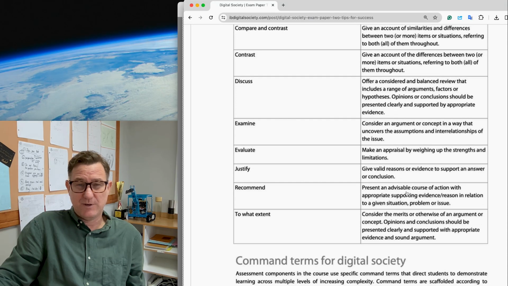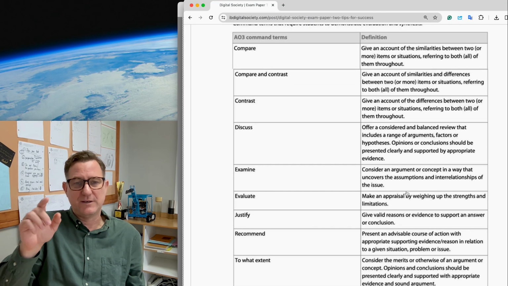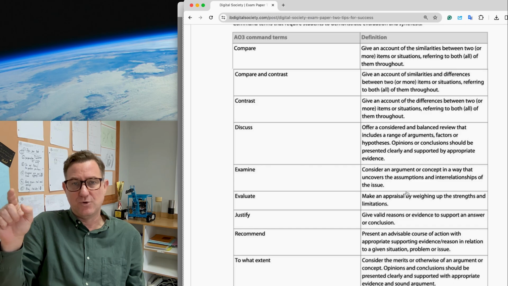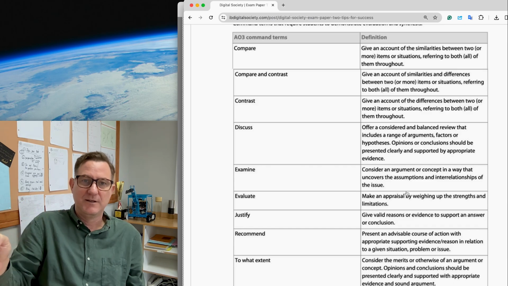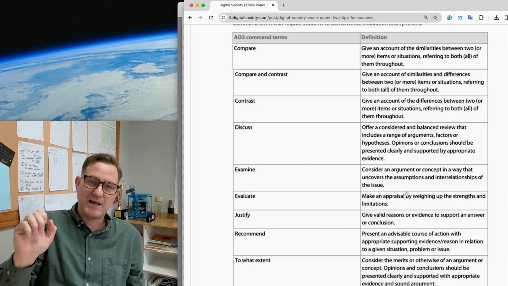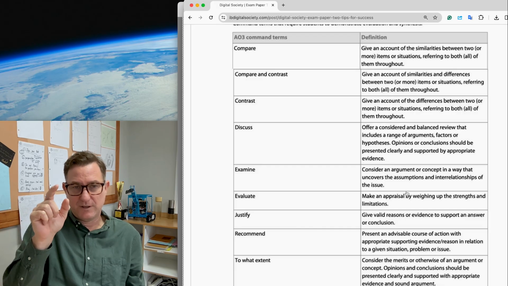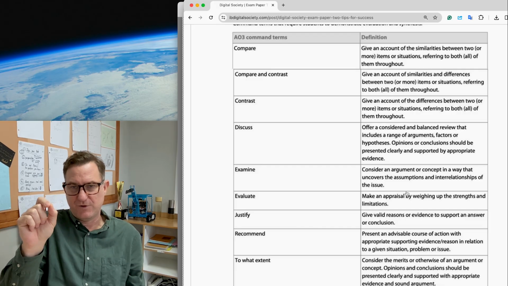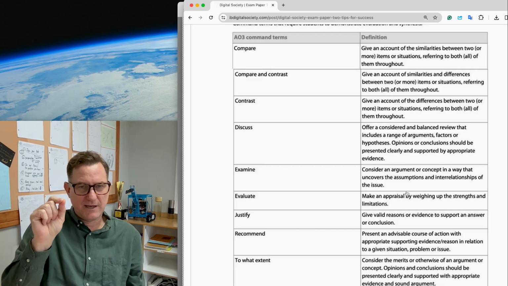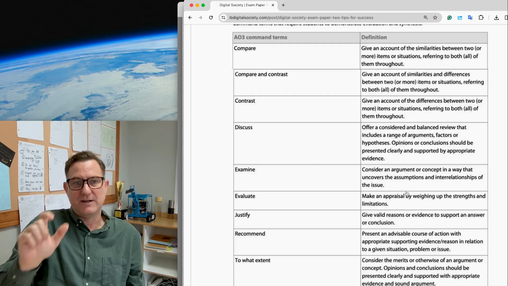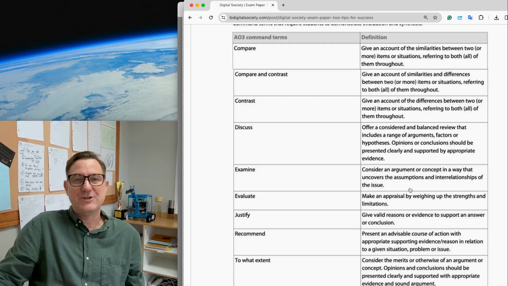It's really important that you identify the command term and then your answer is matching, because the examiners are going to be looking for, did they discuss? Now, what is the definition of discuss? Did they identify? What's that definition of identify? So super important, get used to these.